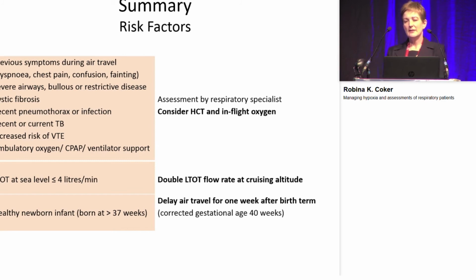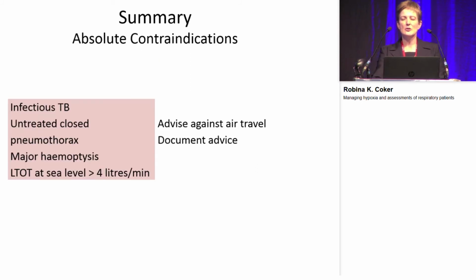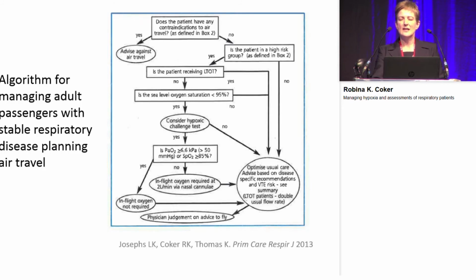And this is the algorithm that is reproduced with permission from the Primary Care Respiratory Journal in 2013 that just summarises how to assess patients. So do they have any contraindications? No. If they're not in a high-risk group, then optimise their usual care. If they do have absolute contraindications, advise against. And then if they're in the middle group, are they receiving oxygen? No. Consider hypoxic challenge test and further assessment.